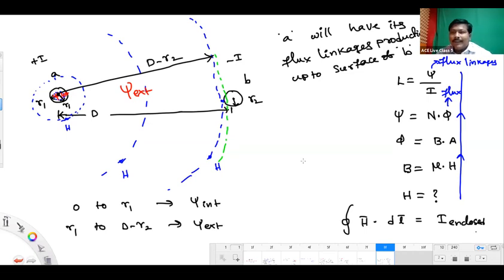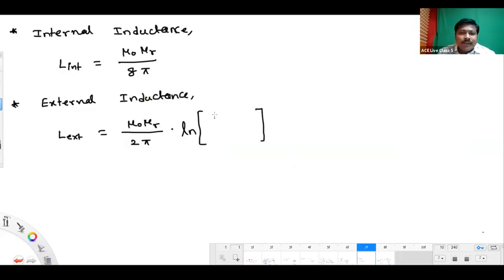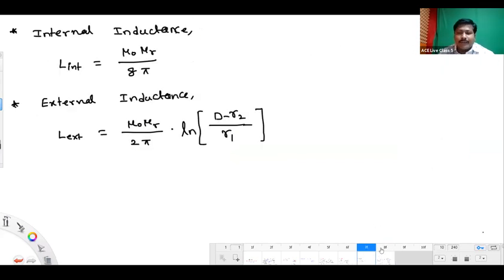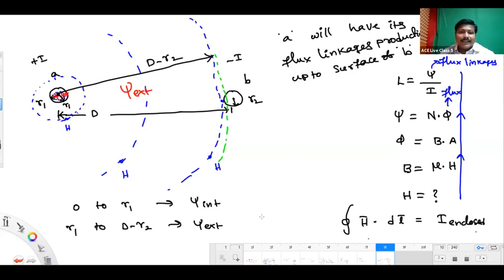Clear? Now, in that external inductance formula, we get a term like the natural logarithm of (D minus R2) by R1. This type of term you are going to get in the external inductance calculation. External linkages run from the surface of conductor A up to the surface of B. Inside conductor A, we have the internal linkages.